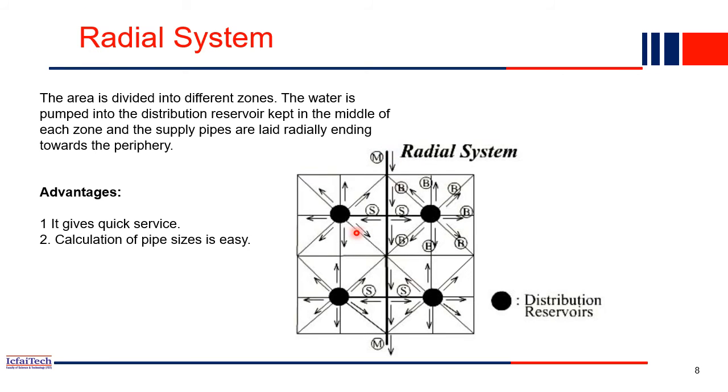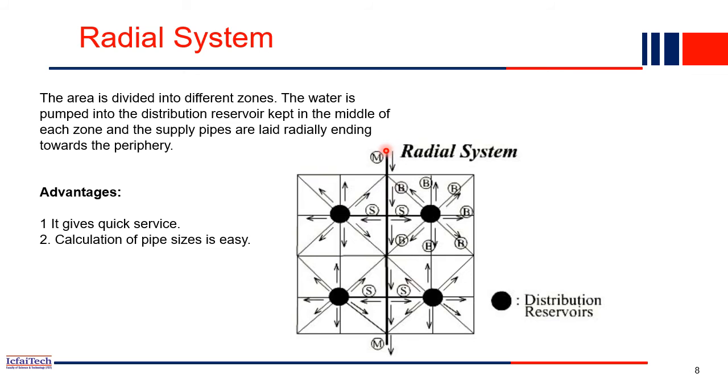Through a pump, we keep the water in the overhead tank, and then the water will be distributed in the different pipes in a radial manner. So the area will be divided into different zones. The water is pumped into the distribution reservoirs and stored here. Then by gravity itself, water will flow in the radial direction, because normally we keep the water at a 30 or 40 meter height in a water tank. So the advantage is that it gives quick service, right? Immediately when you open the valve, water will simply go by gravity itself. So the calculation of pipe size will also be very easy and systematic.